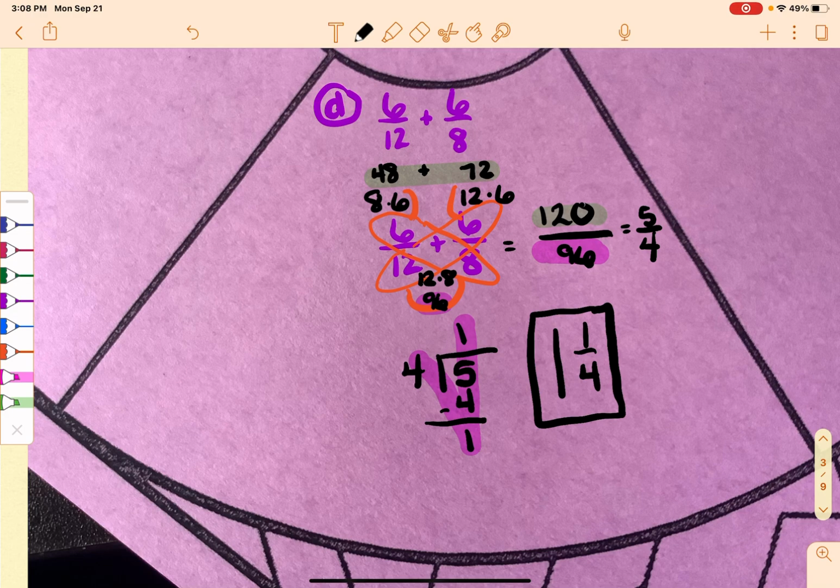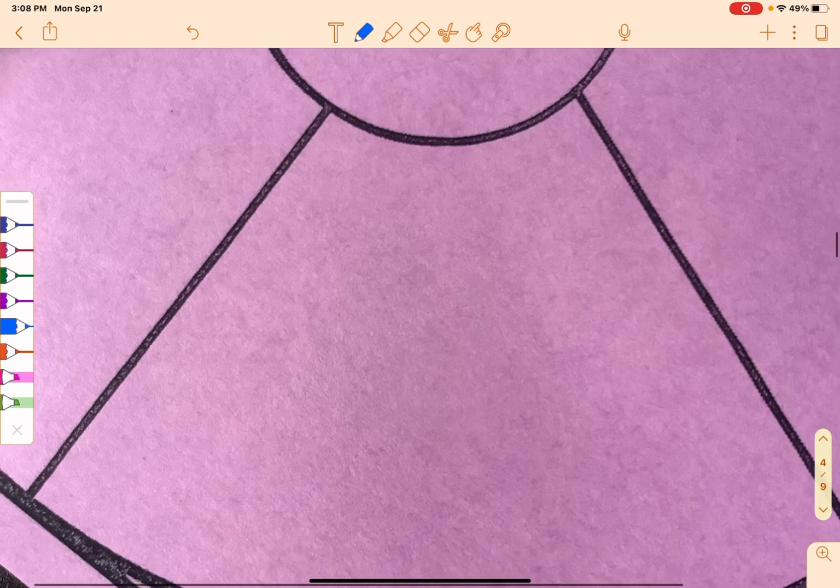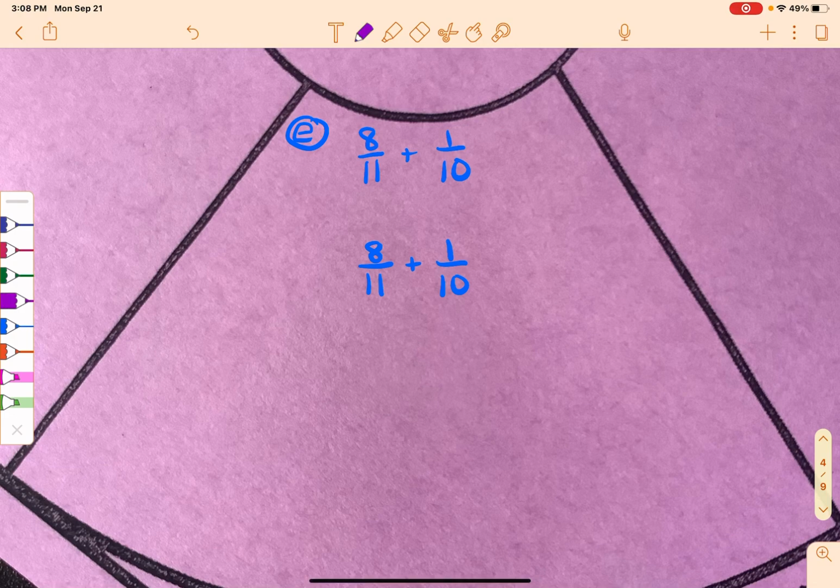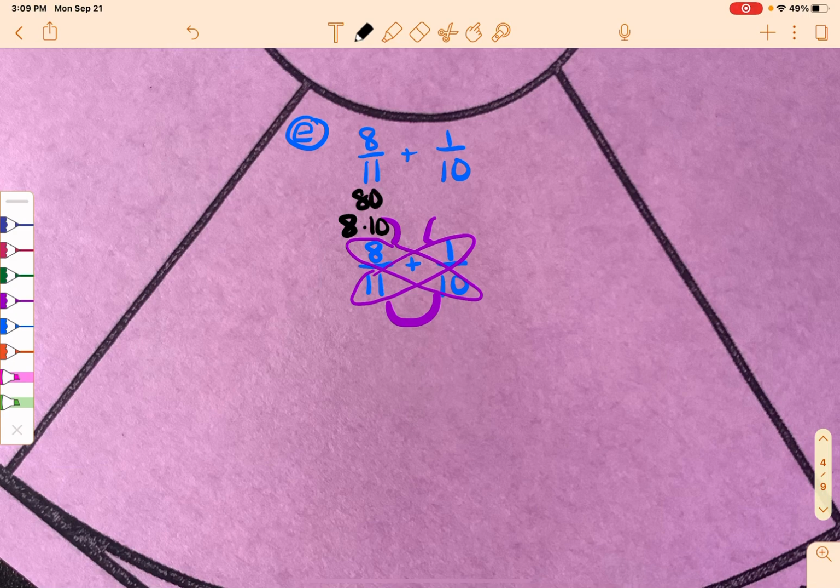Okay, one more left. Let's head to E. So it's 8 over 11 plus 1 over 10. Okay, I got my butterflies set up, so let's start putting them together. The first one I'm going to put together is right here. So 8 times 10 is 80. If I do the other butterfly, I'm going to put it right here. So 11 times 1 is 11.